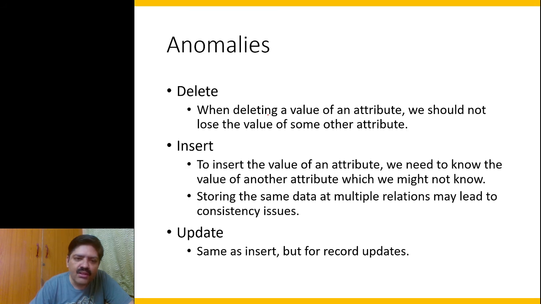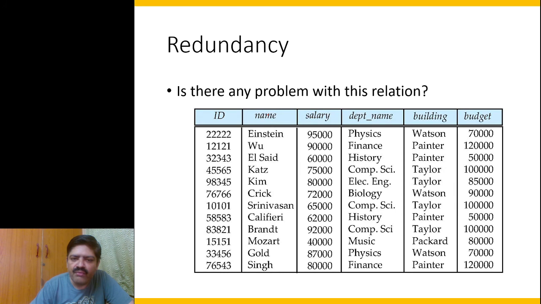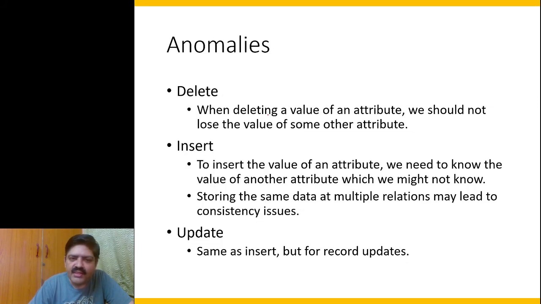We also have insert anomalies. To insert a value of an attribute, we need to know the value of other attributes which we might not know at the time of insertion. Storing the same data at multiple relations may lead to consistency issues as well. So when you are inserting, let's say, another professor at the physics department, you should be careful that you put him in the Watson building with the appropriate budget. We have to remember this every time we insert a specific professor. So we don't like this. This is an insert anomaly. Similarly, we could also have update anomalies at the time of updating a specific professor.